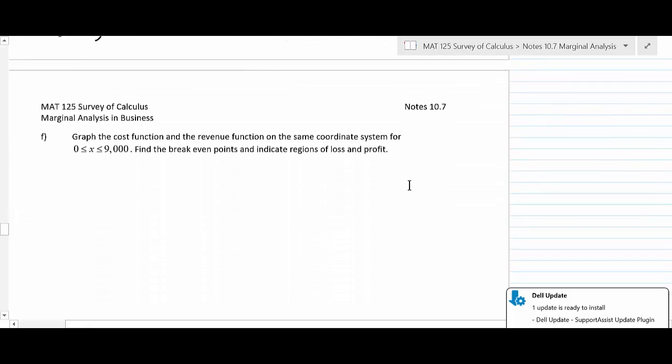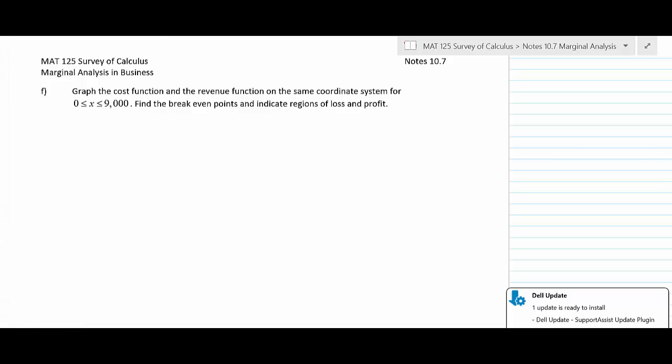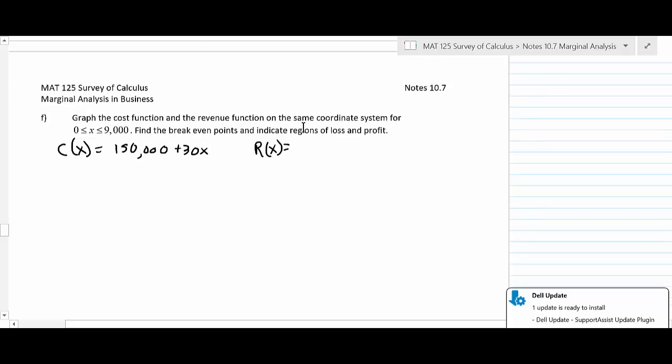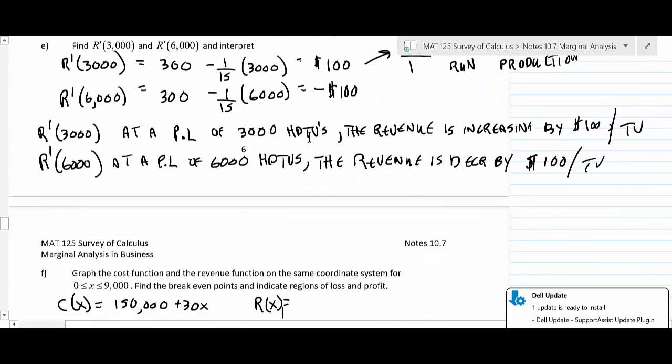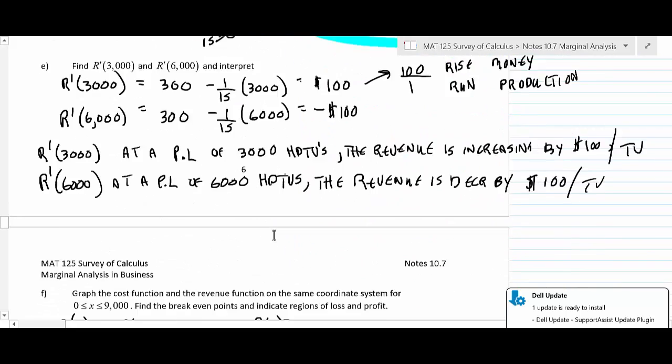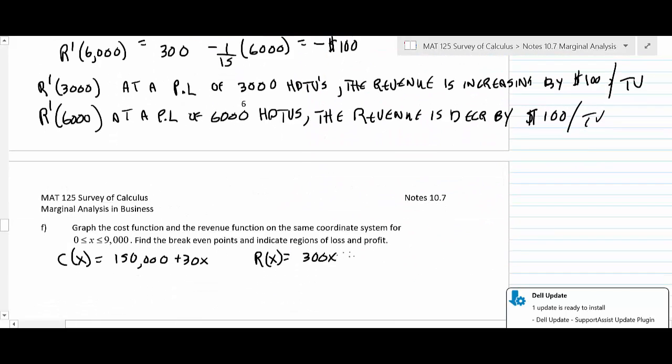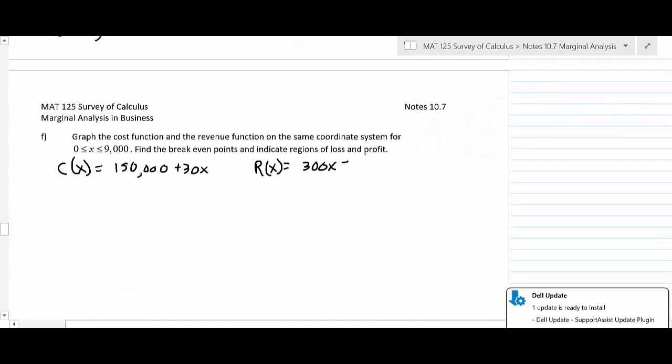Okay, now we're going to graph, okay? So we're going to graph two things. You want to get your calculator out for this. So we're going to graph the cost function. So I need to write down what that cost function is here. Okay, so that is 150,000 plus 30x, okay, like that. And then we're also going to do the revenue function. Let me get the revenue function, which was 300x minus, and that was 1/30th x squared.